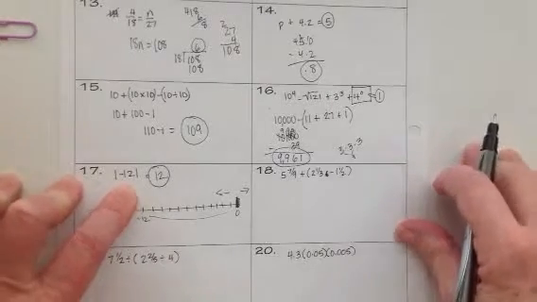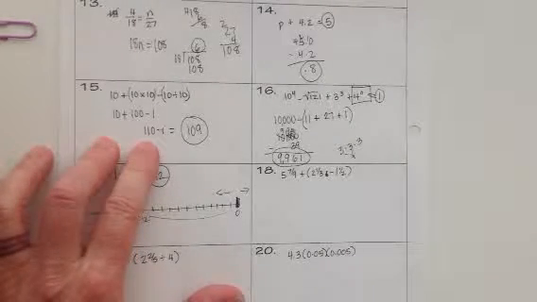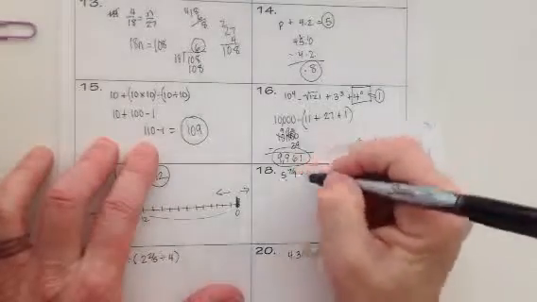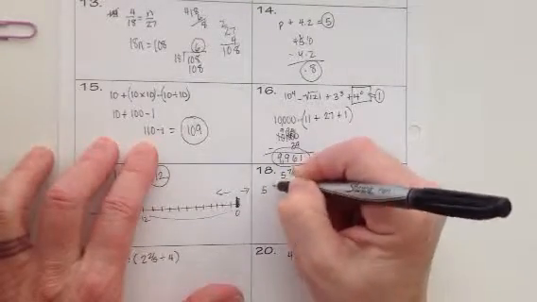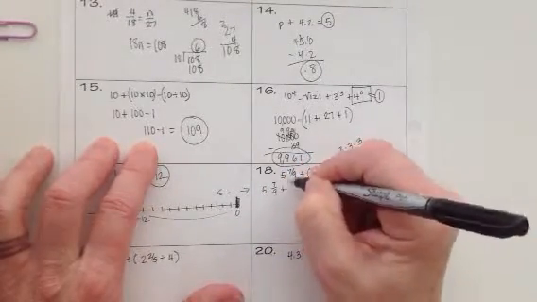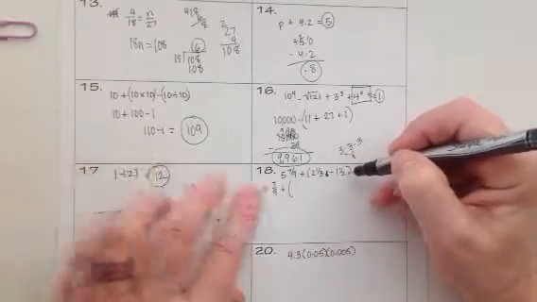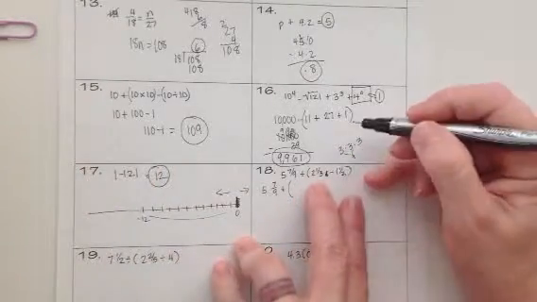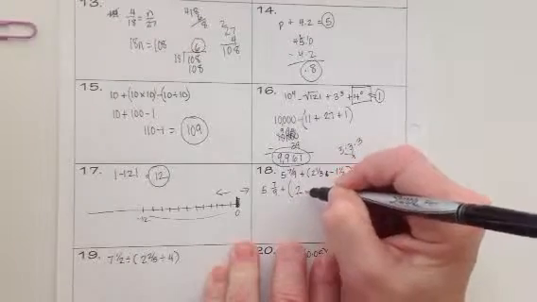18, we have some fractions going on here. We have to have common denominators. So I have 5 and 7/9 plus, I need to have some common denominators. I know that 3 times 2 is 6, so that's going to be my common denominator.